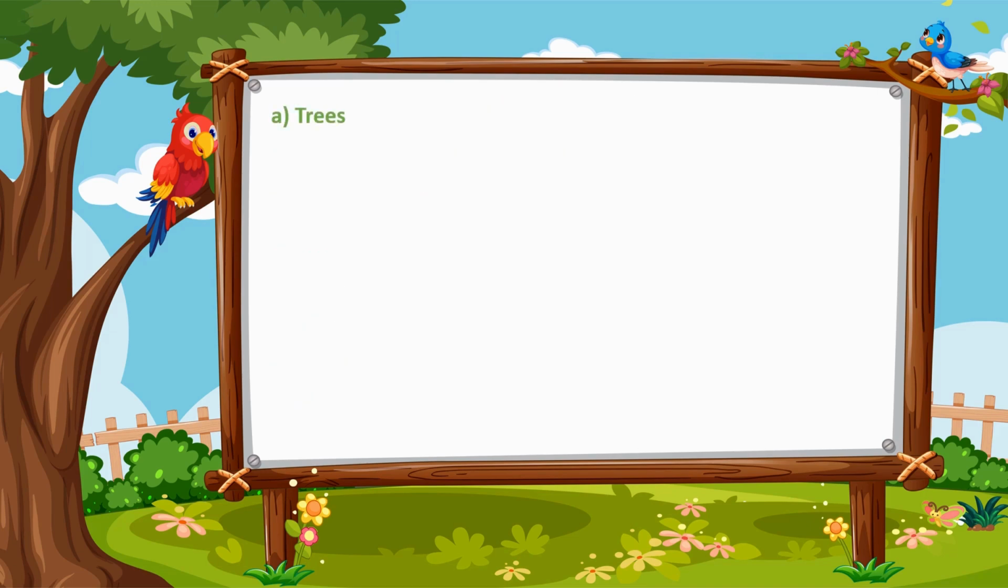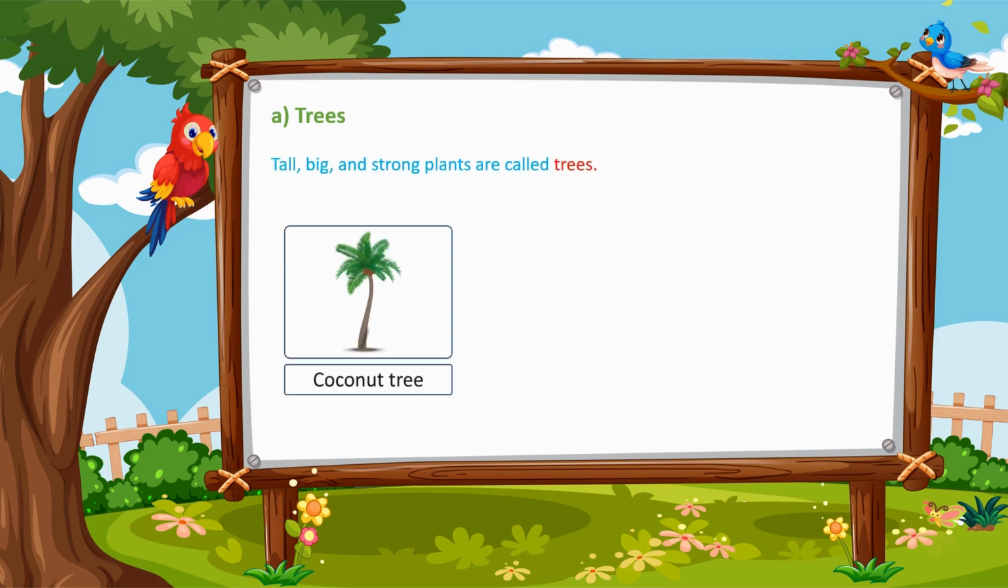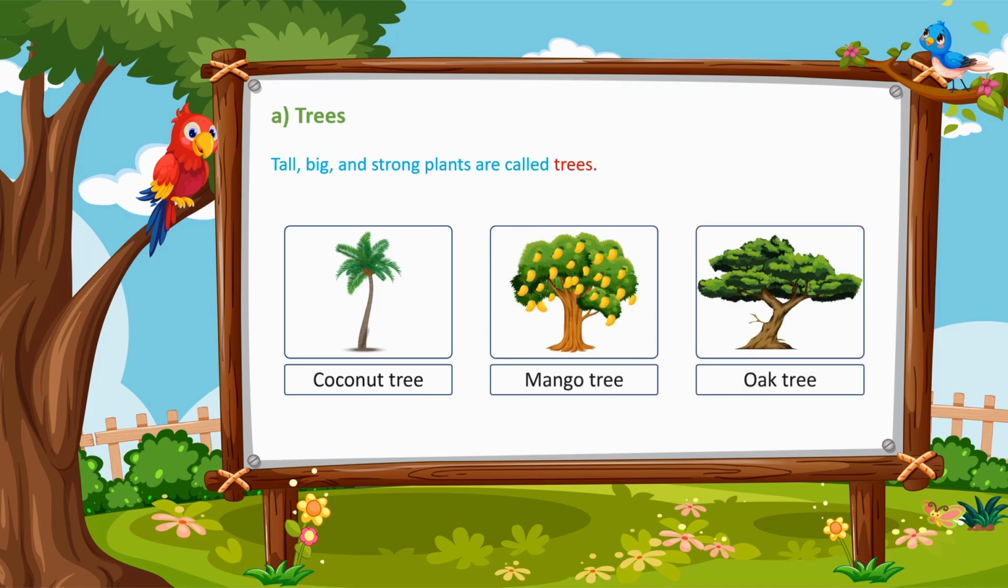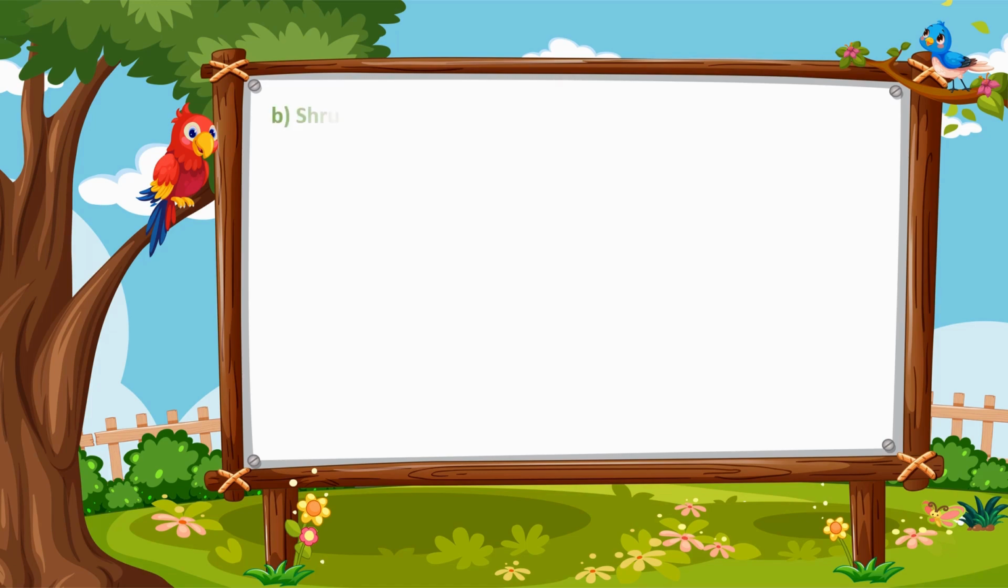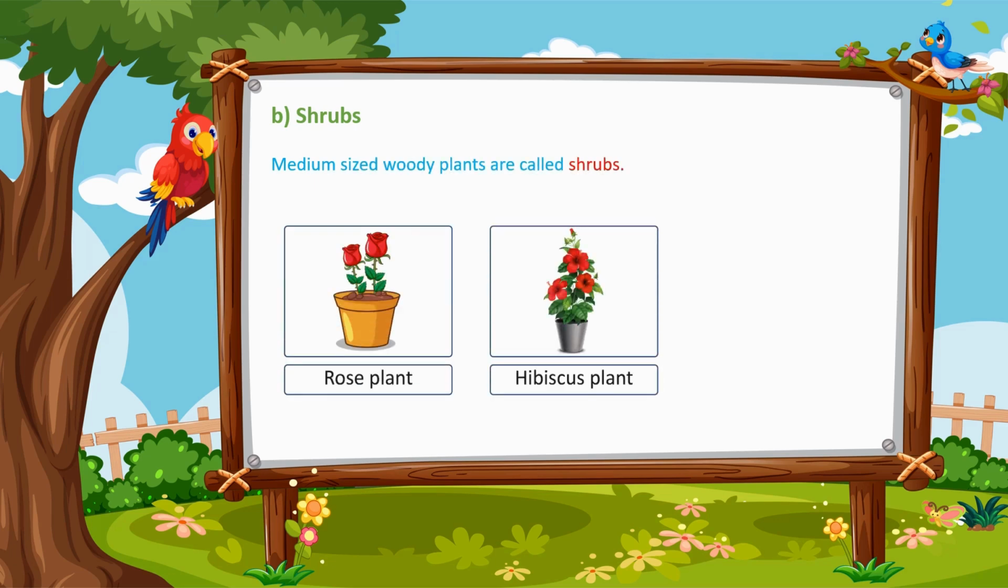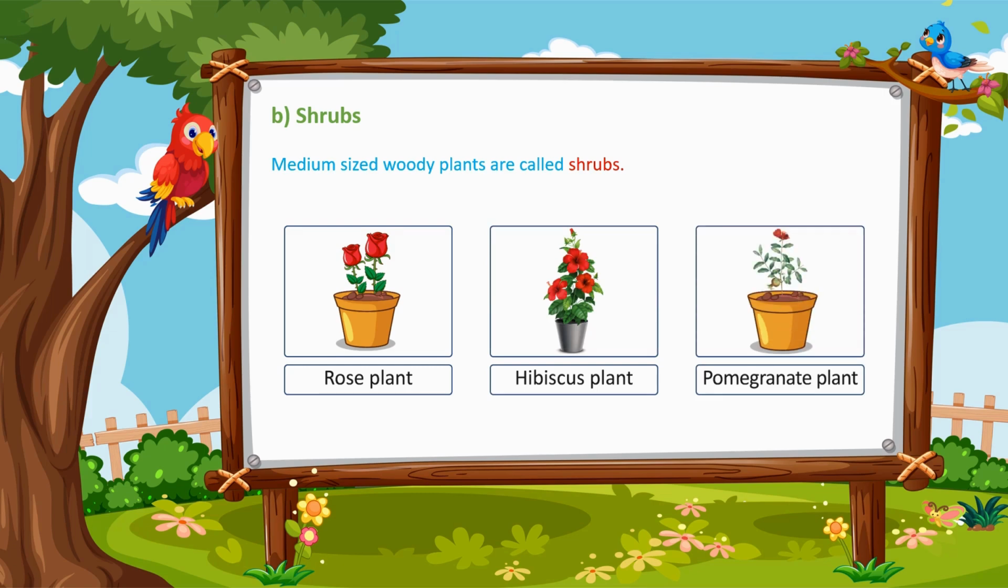A. Trees. Tall, big, and strong plants are called trees. Coconut tree, mango tree, oak tree. B. Shrubs. Medium-sized woody plants are called shrubs. Rose plant, hibiscus plant, pomegranate plant.